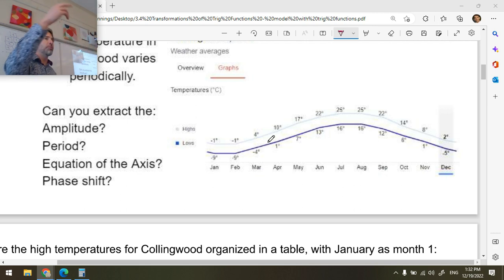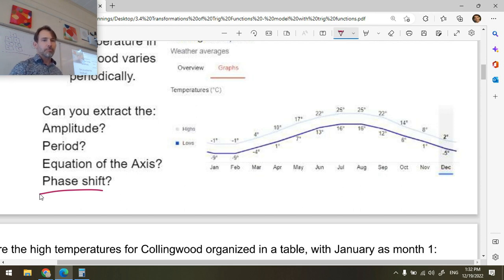You'd need to define a new parabola every time. But then it would have sharp corners at the bottom and a nice smooth corner at the top. We would like smooth curves, not corners. So we can achieve that with periodic functions. Now, can you extract the amplitude, the period, the equation of the axis, even the phase shift from pictures like these? How would you do it?